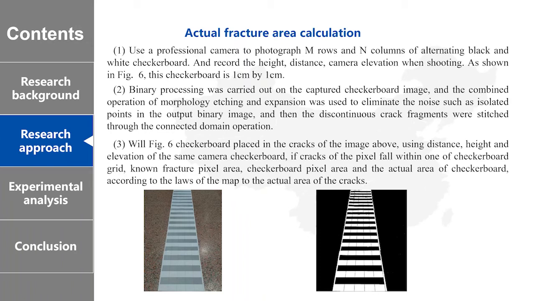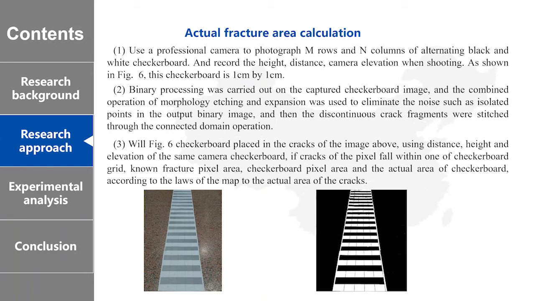an alternating black and white chessboard, and record the height and distance of the camera when shooting, as shown in the figure. The chessboard is 1 by 1. Binary processing was carried out on the captured chessboard image, and the combined operation of morphological erosion and dilation was used to eliminate noise, such as isolated points in the output binary image, and then the discontinuous crack fragments were connected through the connected domain operation.